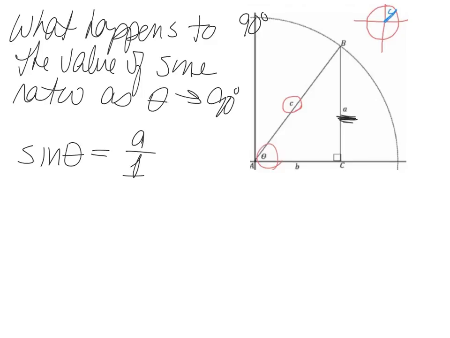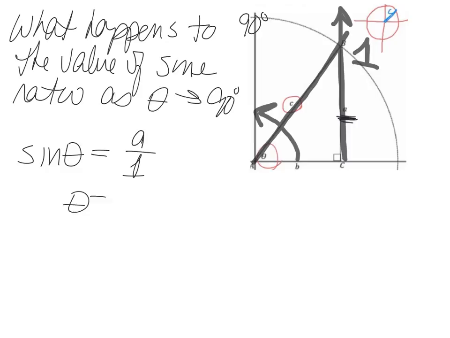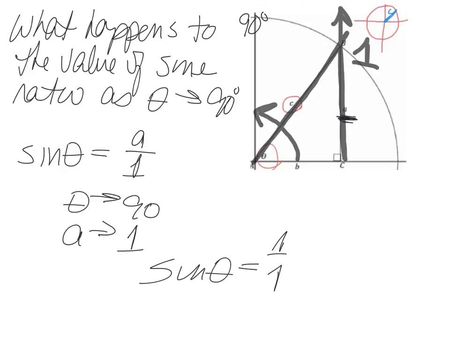Here's our side. As the angle gets bigger and approaches 90 degrees, the side A is going to get bigger and finally end up at the value 1. So as theta approaches 90 degrees, the value of A approaches 1. So sine of theta would approach 1 over 1, or just plain old 1. And guess what we're going to do next?